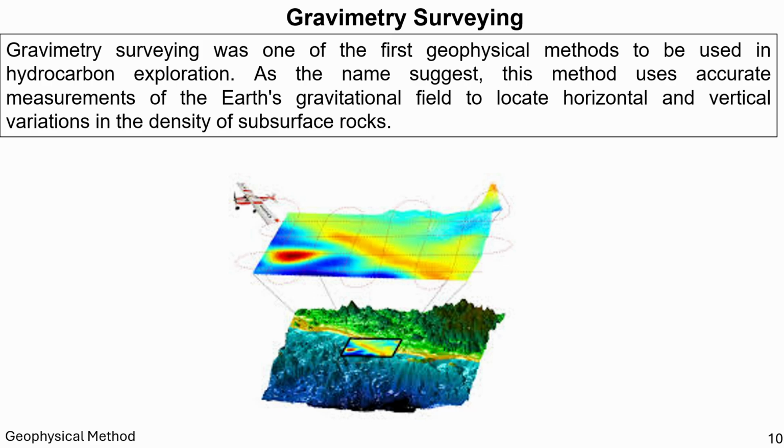Here we see gravimetry, one of the earliest geophysical methods used in hydrocarbon exploration. Gravity surveys measure small variations in the Earth's gravitational field caused by density differences in subsurface rocks. Since different rock types have different densities, gravity anomalies can reveal large-scale geological features, basin geometry, or buried structures. Gravity data are not as detailed as seismic images, but they are very useful at the regional screening stage.